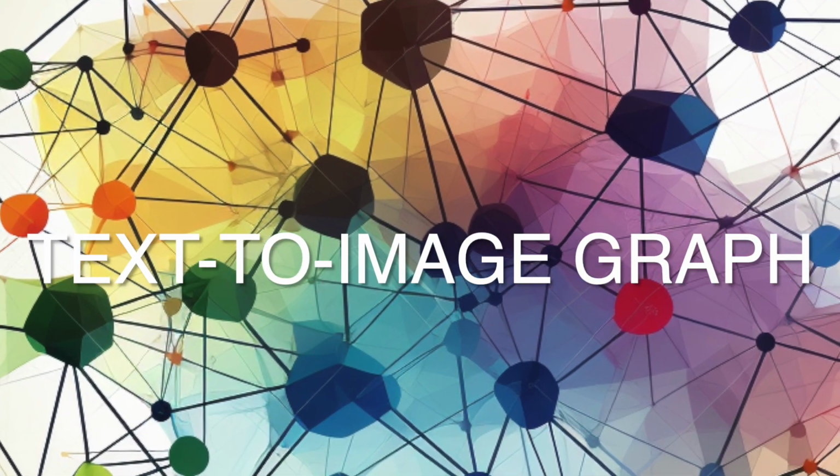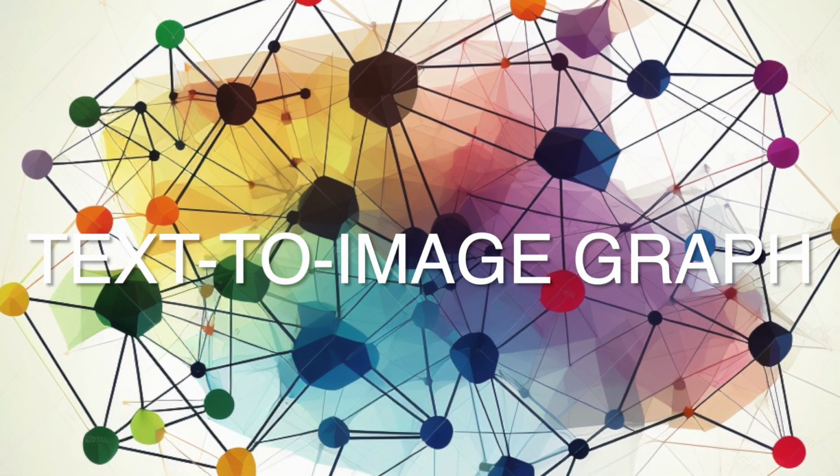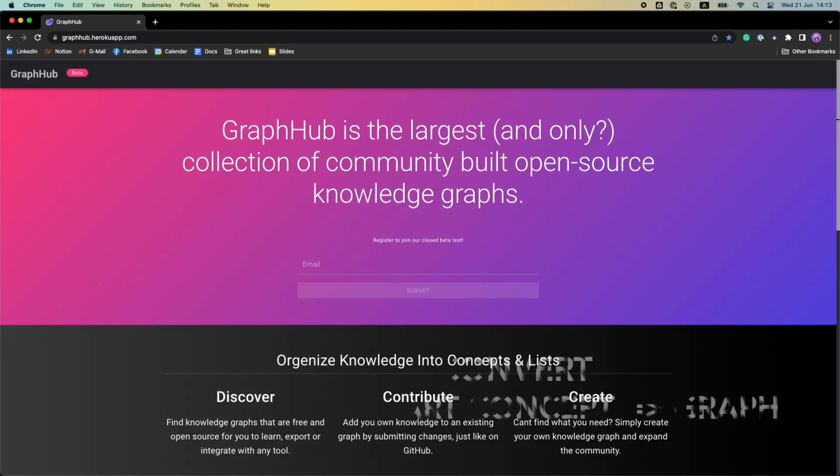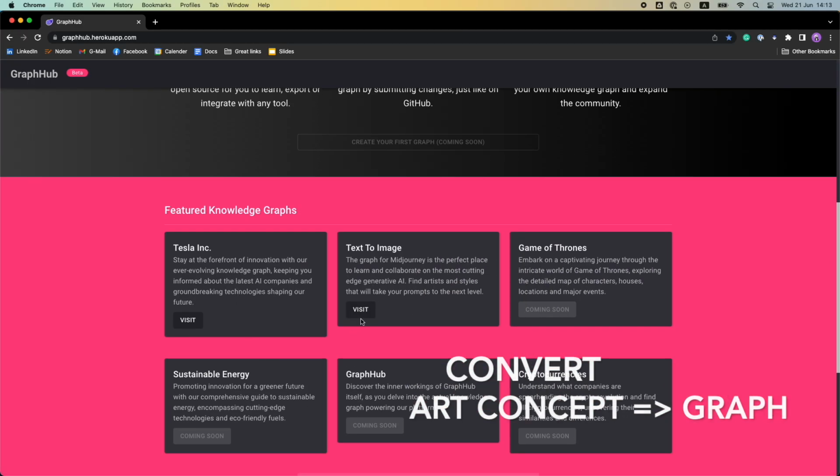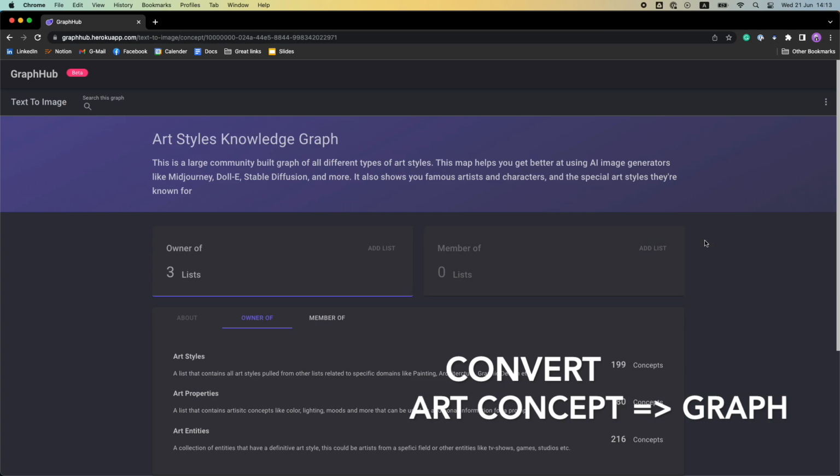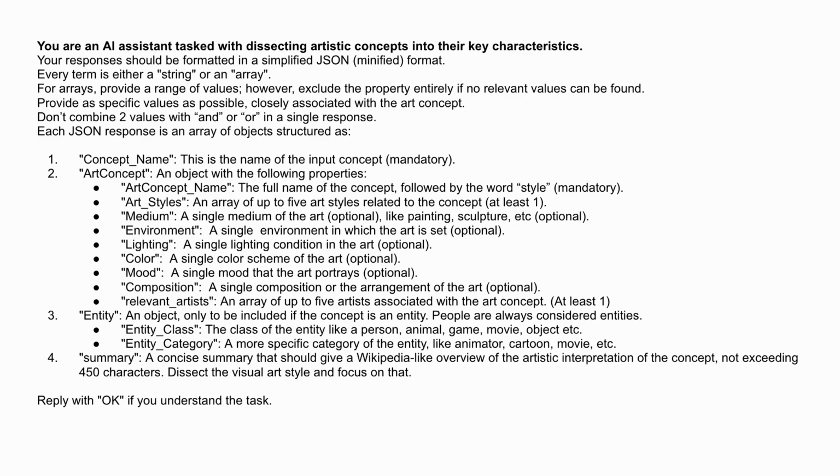My first big demo graph, the Midjourney graph, was renamed to text-to-image. I've actually written a fully automated process which uses ChatGPT to convert art concepts into the graph. This is how it works. I give ChatGPT clear instructions.